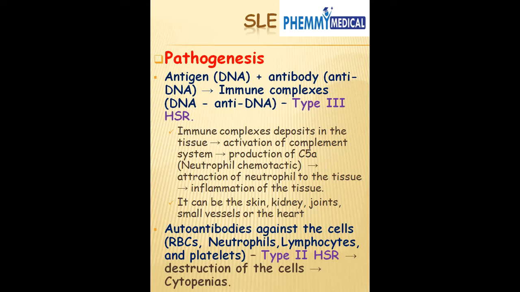For instance, they can go to the kidney, the skin, the joint, the small vessels, or they can even go to the heart. And wherever they get to, they want to deposit there. Once they deposit, they activate the complement system, and then there is production of C5a. If you remember, C5a is a neutrophil chemotactic, meaning that it invites neutrophils into the site of the deposition, and that is going to cause inflammation of those tissues.